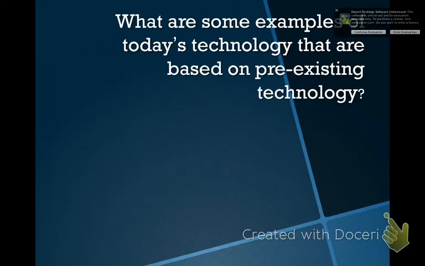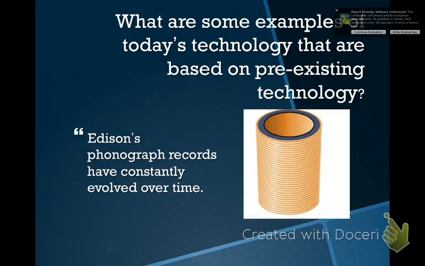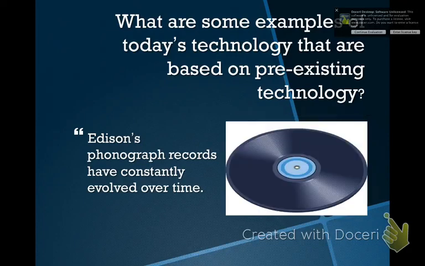The last thing, I just want you to look at existing products that we have today and see how they were back then, how they evolved over the years. The phonograph, the record, has constantly evolved over time. This is kind of what it looked like. It was a little wax substance, about 8 inches tall, 6 inches in diameter, and this was how we recorded sound. And over time, it has transferred into a new product.